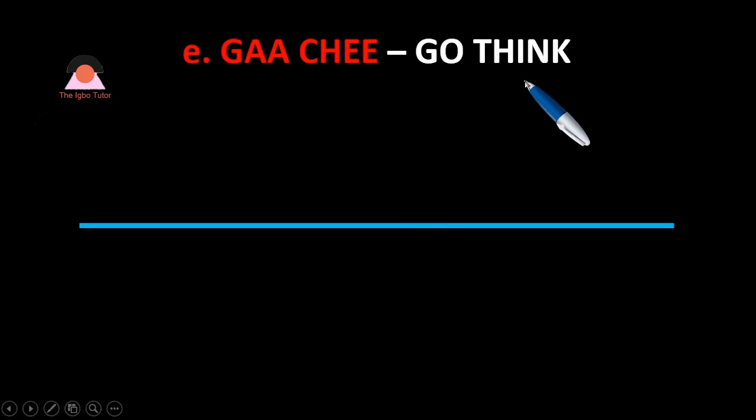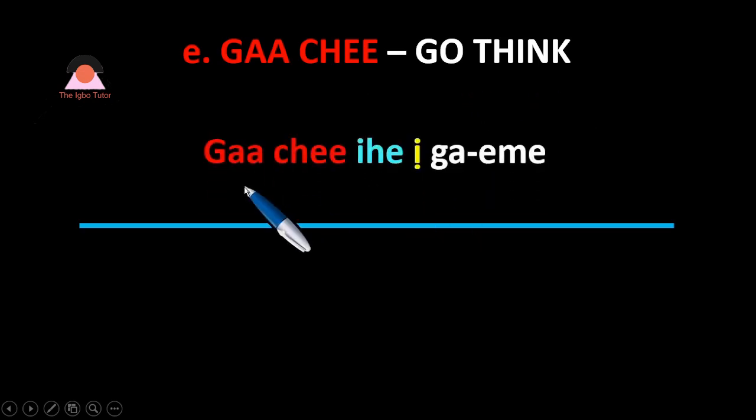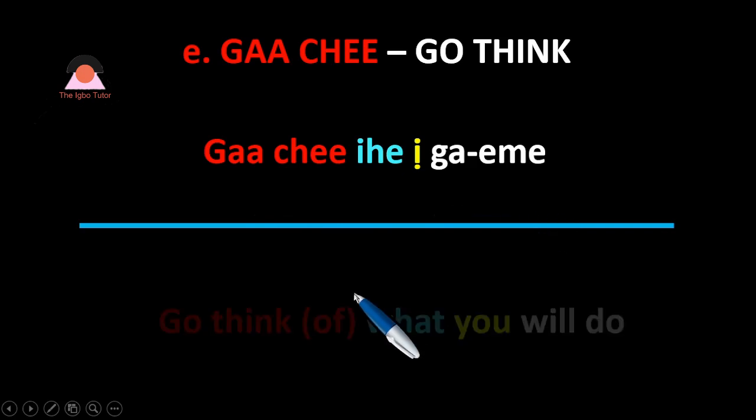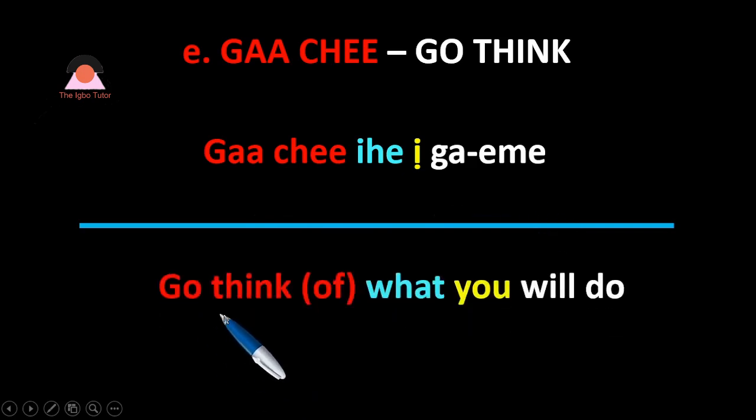Ga chee, go think. Let's look at the sentence example. Ga chee ihe ị ga-eme. What does this mean? It means go think of what you will do.